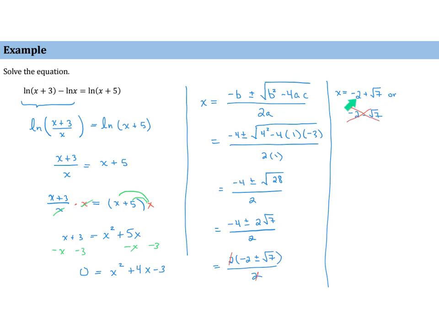However, negative 2 plus the square root of 7 is about 0.6. Well, if I add 3 to it, that still will be positive. 0.6 is okay here, and 0.6 plus 5 is still going to be positive. So we're okay for each one of these logarithms. So it is an okay answer. So x equals negative 2 plus the square root of 7 is our answer.